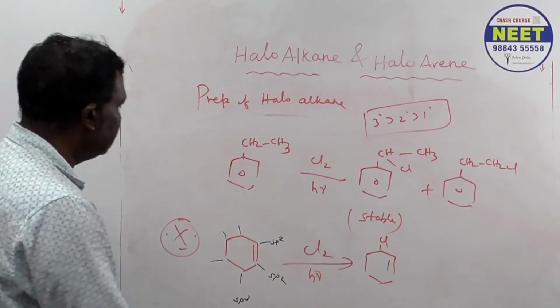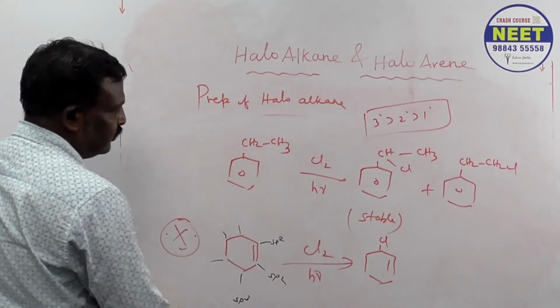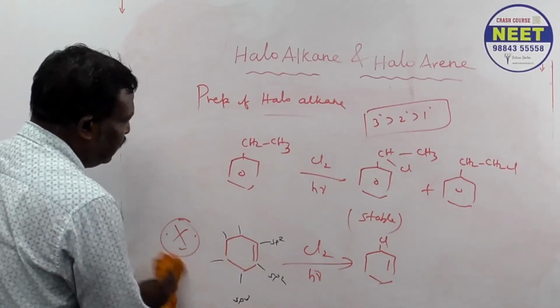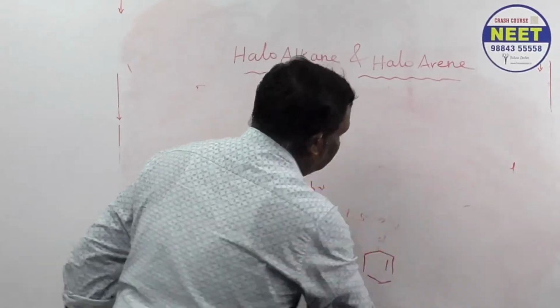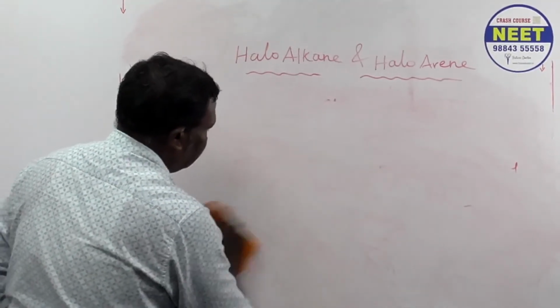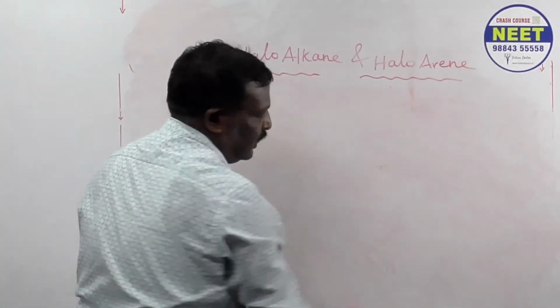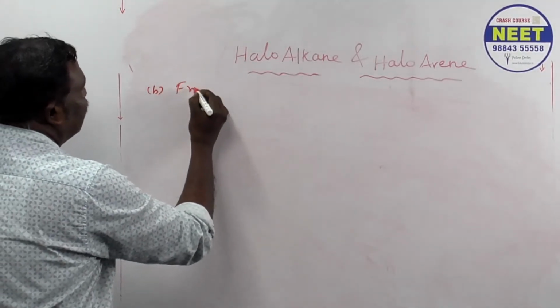Finished? Okay. Can you differentiate sp2 and sp3 carbon? Okay, right. So next one, another method. Put the heading: from alkene. The second method is from alkene.